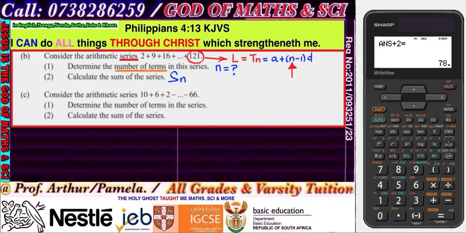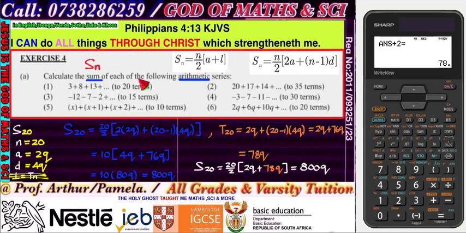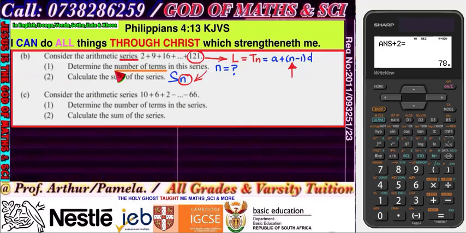SN. But for you to work out SN, you must know what is the N. But you would have worked out the N here at the top here. Just like how we've been doing it, you see, S20, you know N was 20. That's all. That's exactly what it means.